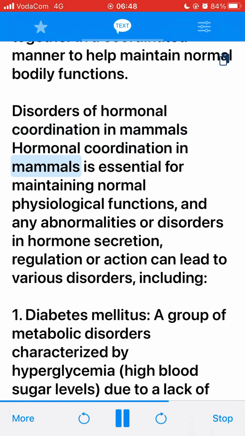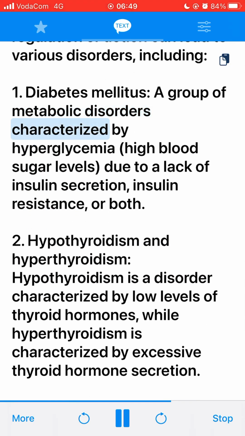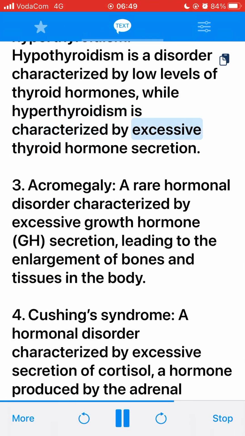Hormonal coordination in mammals is essential for maintaining normal physiological functions, and any abnormalities or disorders in hormone secretion, regulation or action can lead to various disorders, including 1. Diabetes mellitus, a group of metabolic disorders characterized by hyperglycemia, high blood sugar levels, due to a lack of insulin secretion, insulin resistance, or both. 2. Hypothyroidism and hyperthyroidism. Hypothyroidism is a disorder characterized by low levels of thyroid hormones, while hyperthyroidism is characterized by excessive thyroid hormone secretion.